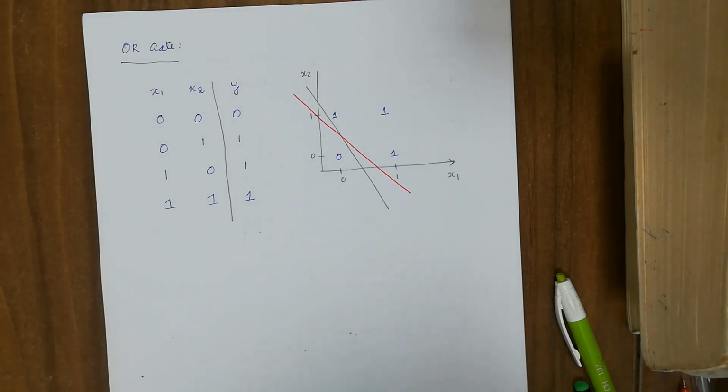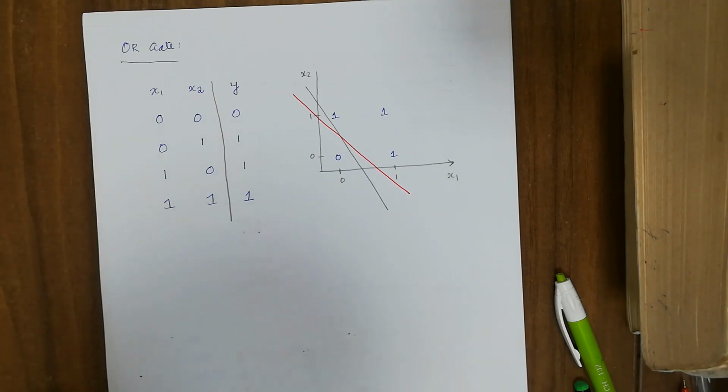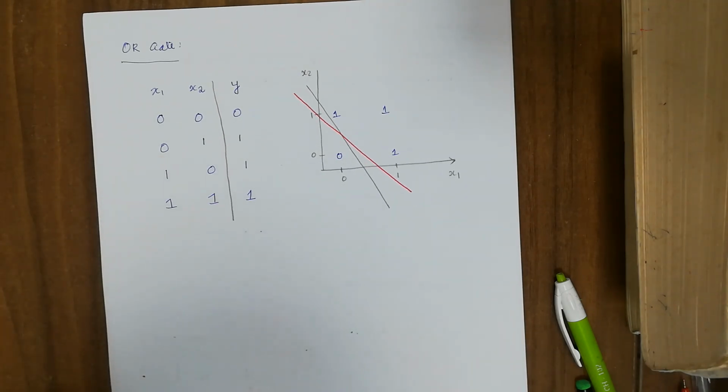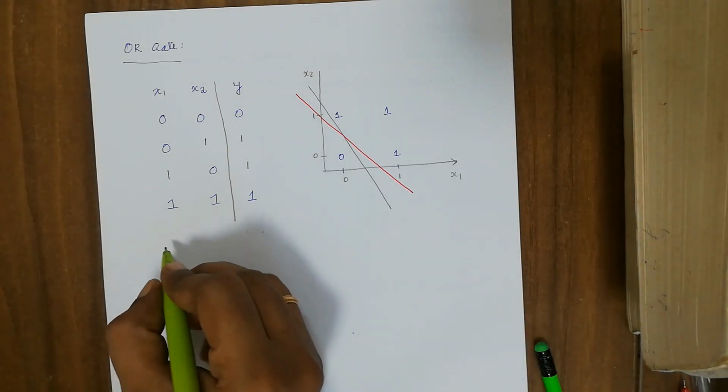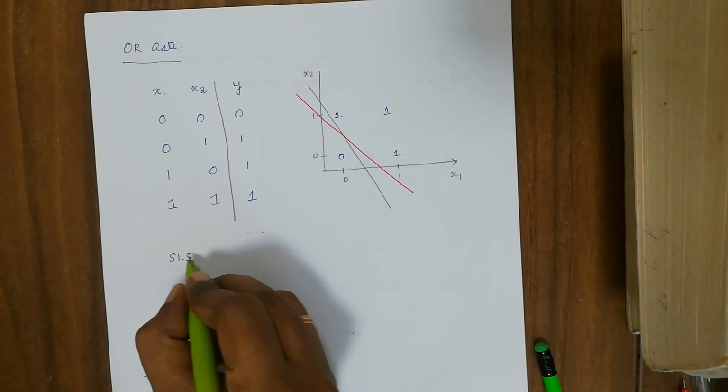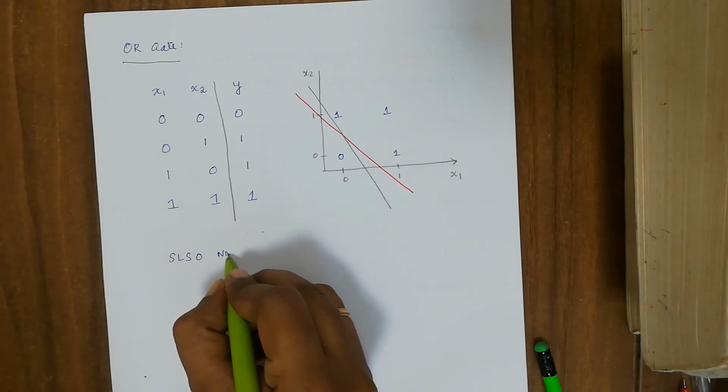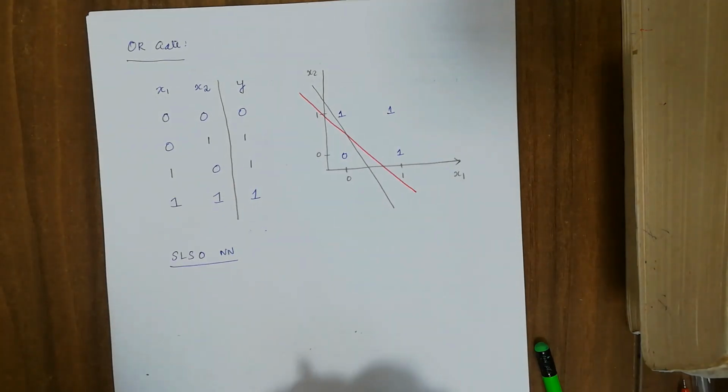But now let us consider this OR function. Since it is linearly separable in the feature space, we can definitely have a single layer perceptron which will imitate the OR gate functionality. Now let us go for a single layer, single output neural network which imitates this OR gate.